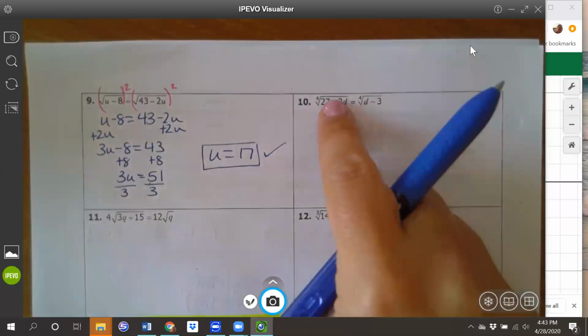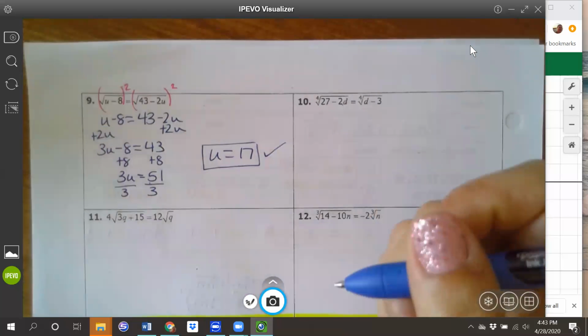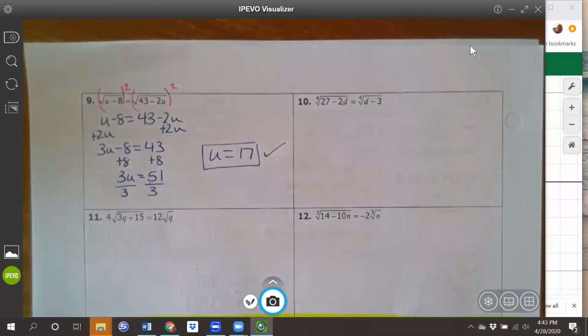All right, next one. I've got a fourth root and a fourth root. Both of them are by themselves. They are equal to each other. I am good to go. How do I get rid of a fourth root?